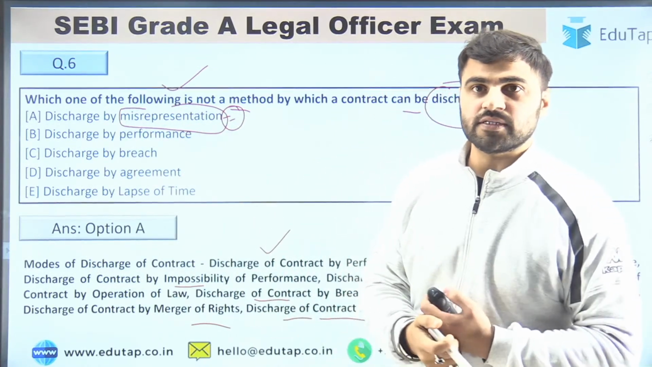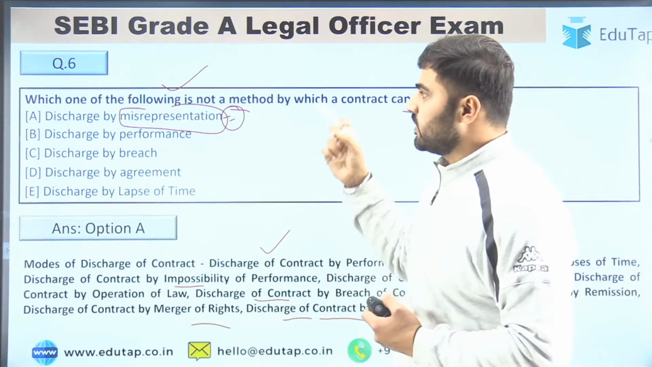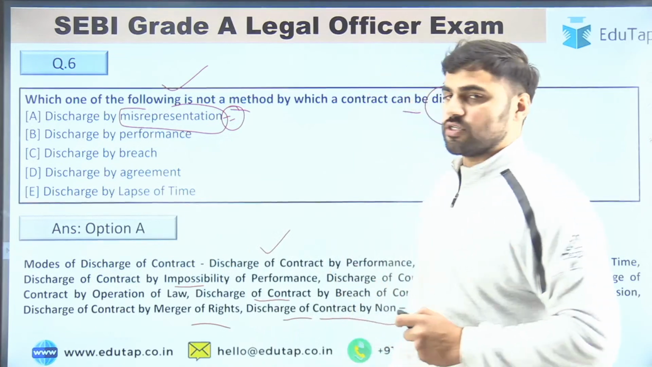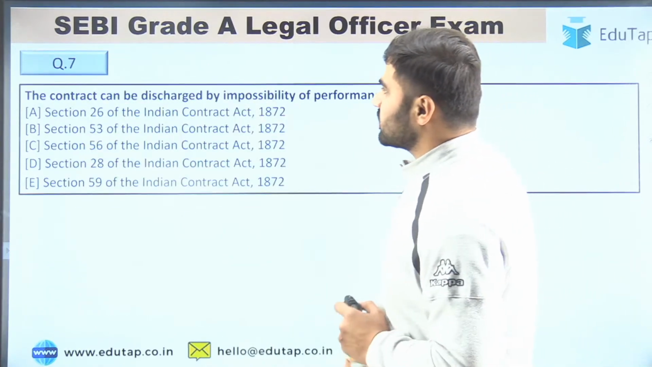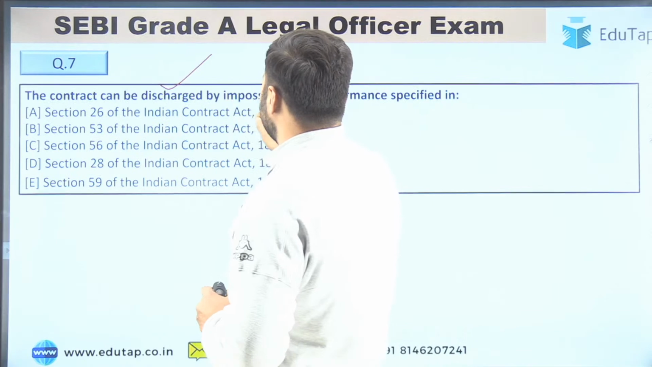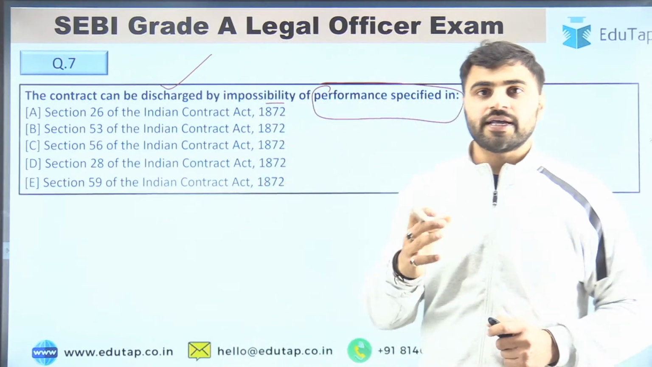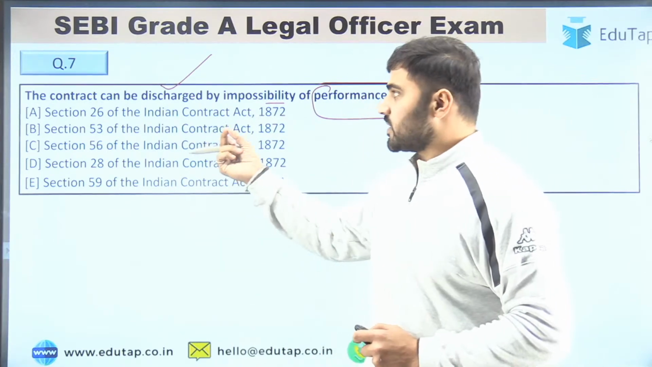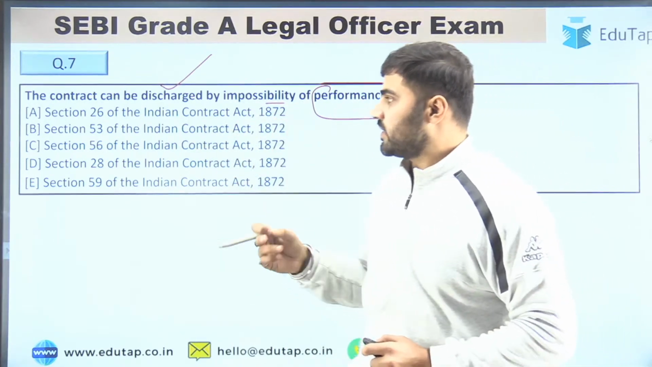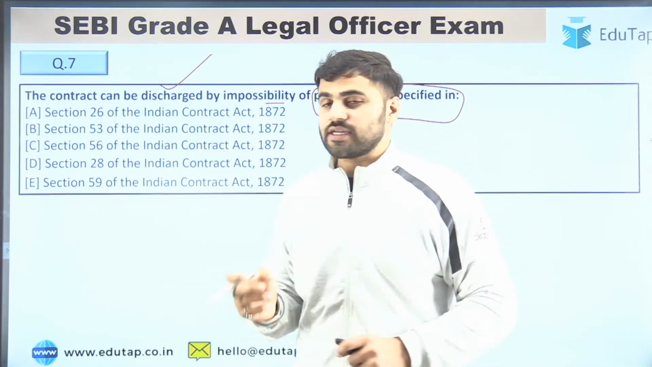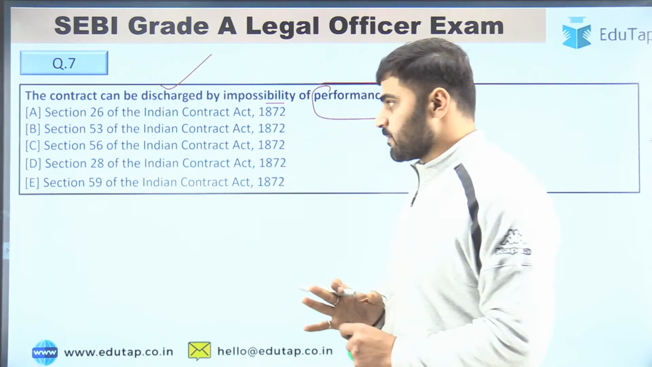Most of the aspirants are marking this question right. So option number A is the right answer for question number 6, right? Now let's move to question number 7. Question number 7 is, the contract can be discharged by impossibility of performance specified under which section of the Indian Contract Act? Your options are section 26, section 53, section 56, section 28, or section 59. So which of the following is correct?